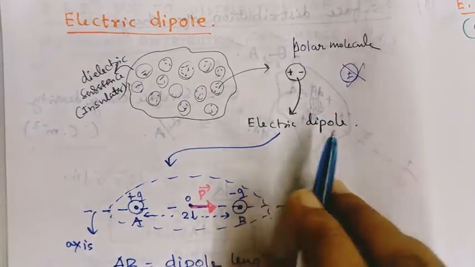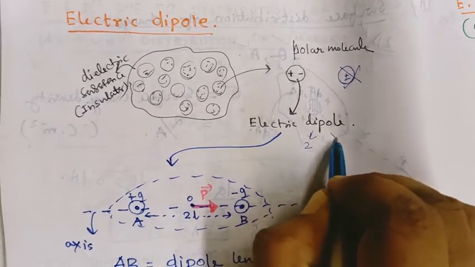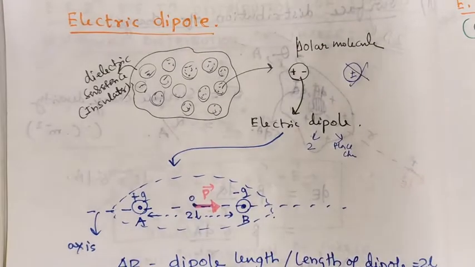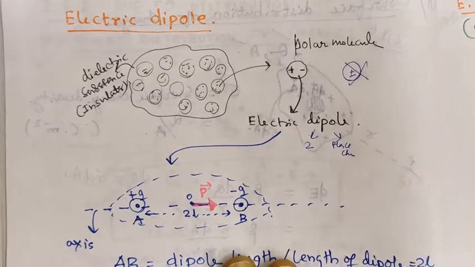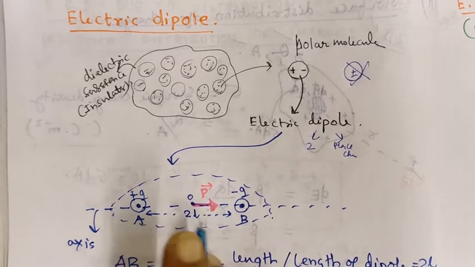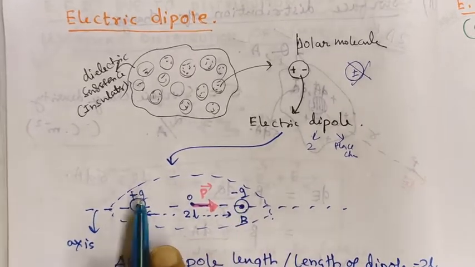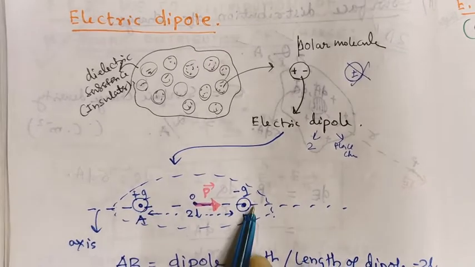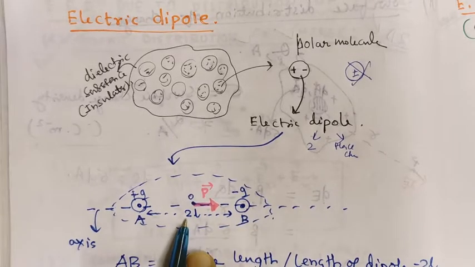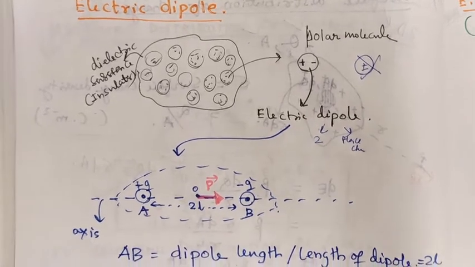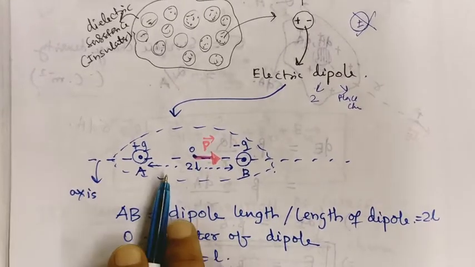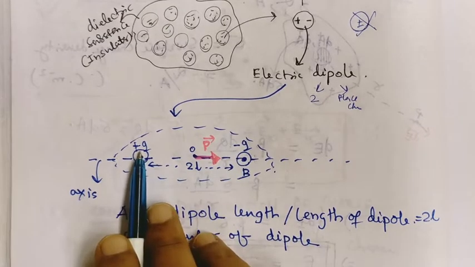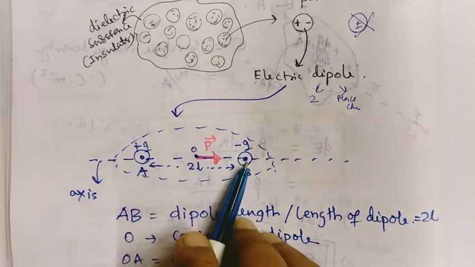Electric dipole. Di means two. Pole means place of charge. That means this system consists of two charges. Specifically, what type of charge? The charges are of the same magnitude and opposite in nature. If it is plus q, then it will be minus q, separated by a certain distance. This is known as an electric dipole. So what should be the definition of an electric dipole? An electric dipole consists of two equal and opposite charges separated by a certain distance.